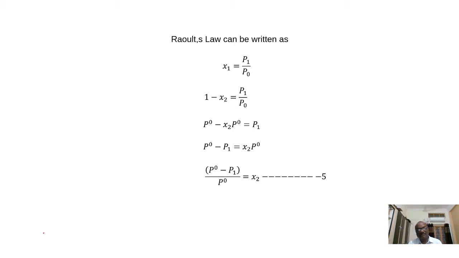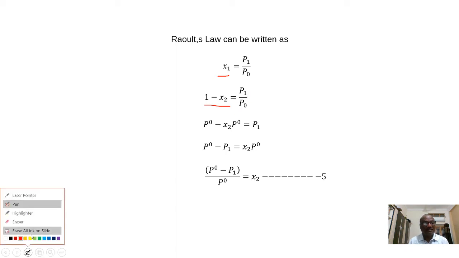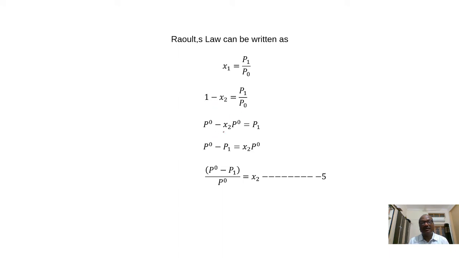Next, let us see Raoult's law further. How can we write this Raoult's law? Raoult's law can also be written as x1 is equal to p1 by p naught. This is the actual Raoult's law. But what is x1? Instead of x1, we can write 1 minus x2, because x1 plus x2 is equal to 1, as we have already discussed. That is equal to again p1 by p naught. What is p1? Vapor pressure of the solution. P naught is the vapor pressure of the solvent in the pure state. Let us do the cross multiplication. When you do the cross multiplication here, P naught into 1 minus P naught into x2 is equal to P1.